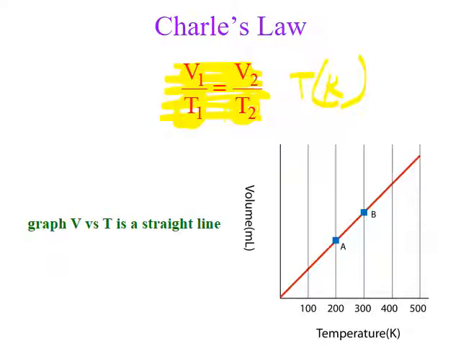How would the graph look for this? Assuming this is the temperature and this is the volume, as the temperature increases, the volume also increases. Therefore, the graph looks like a straight line.